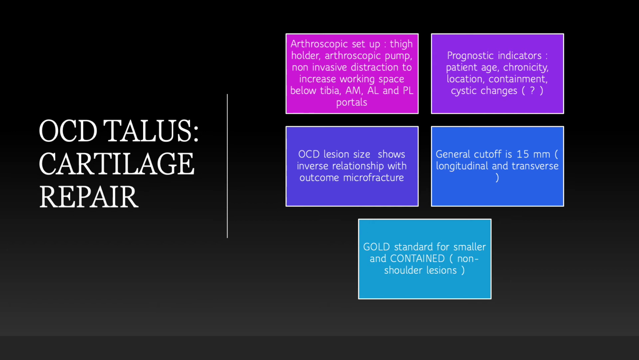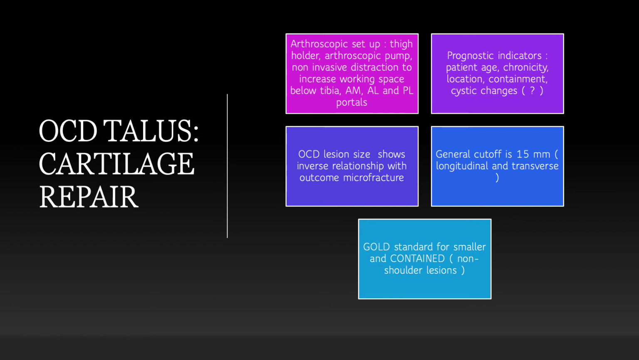Bone marrow stimulation is typically done arthroscopically with the use of a thigh holder, a pump, and a non-invasive distractor to increase the working space below the tibia. It's typically done through the typical anteromedial and anterolateral portals, occasionally with an accessory posterolateral portal. Prognostic indicators seem to include patient age, chronicity, location, containment, and the presence or absence of cystic changes, although I think this is less debatable.